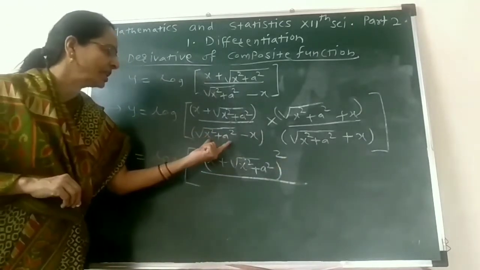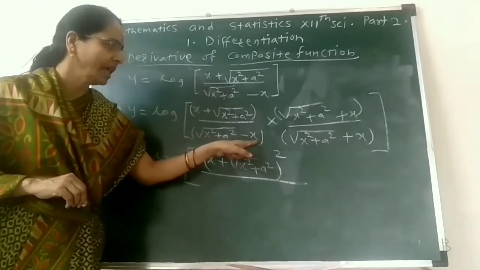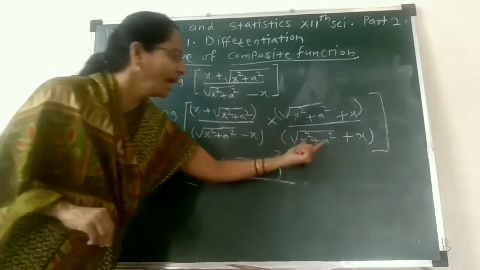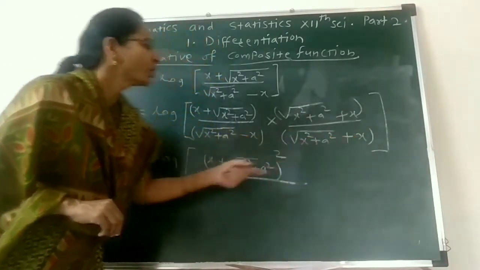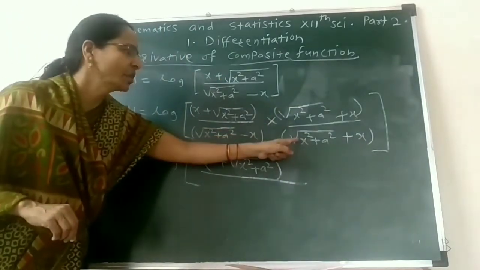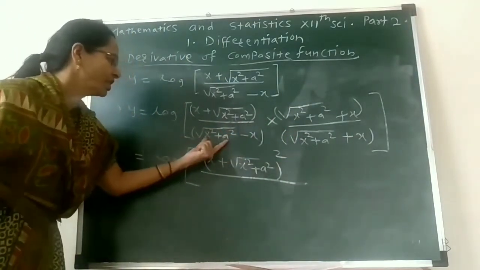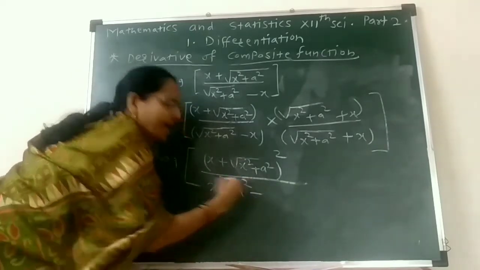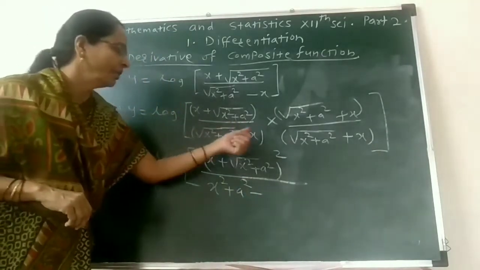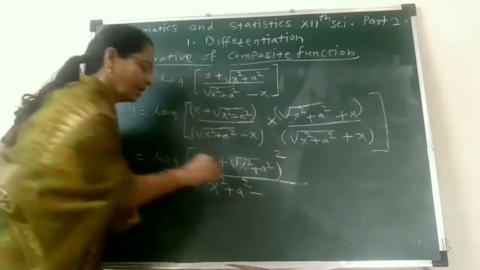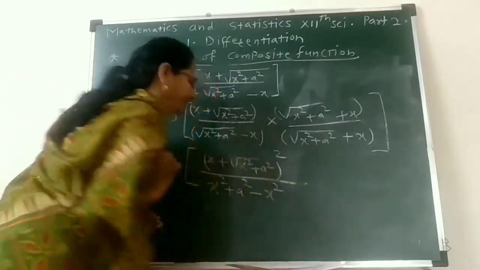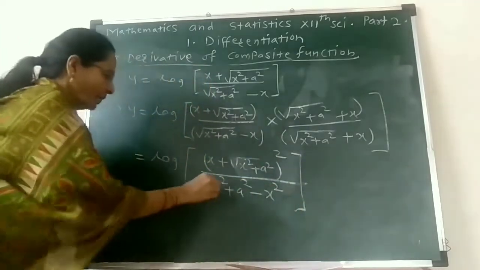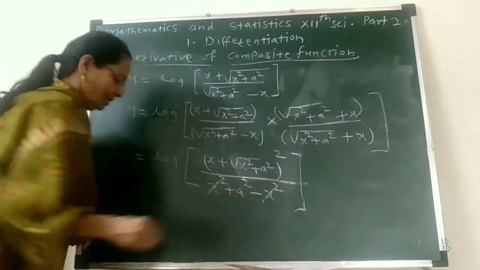Suppose this root is n and this term is n. Then this is m minus n and this is m plus n, so the product is m square minus n square. That means the square of this term minus the square of this term, which is x square. Now x square gets cancelled.